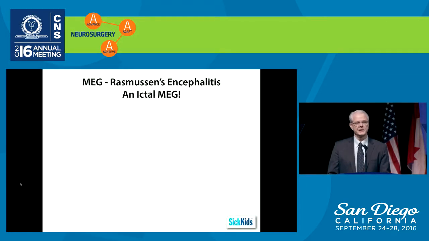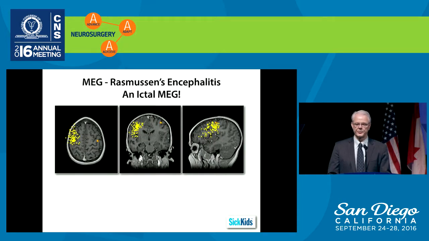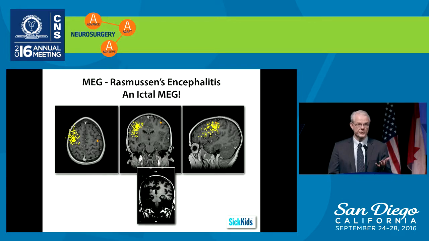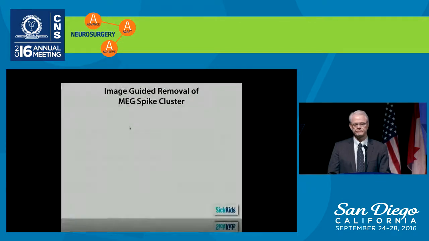The trouble with MEG is that it's an interictal data point, if you will. And so on occasion, however, you can get lucky. You can get an ictal MEG. And here's an example of an ictal MEG in a patient who has EPC and is having continuous seizures. So in the MEG apparatus, the MEG showed these spike clusters here. And of course, the treatment for that is hemispherotomy.